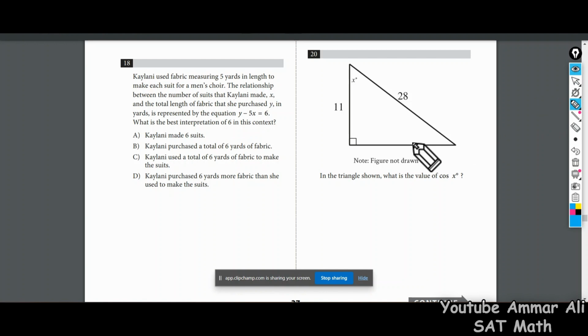Moving on to the next question, they're asking us what is cosine of x. Recall that cosine is always going to be the adjacent over hypotenuse. You could use SOHCAHTOA to remember this, right? So it's a pretty basic trigonometry.